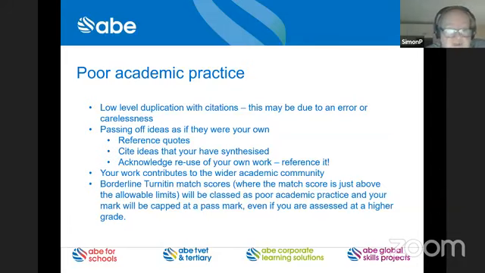Where it's on the cusp, in other words borderline, we may class your work as poor academic practice because your referencing is not as tight as it should be. And regardless of how effective your work is academically, so it might be marked within a merit or even a distinction category, if it fails the copy test and the referencing is poor, then it will be capped at a pass. So do make sure that you have complete control over your materials.